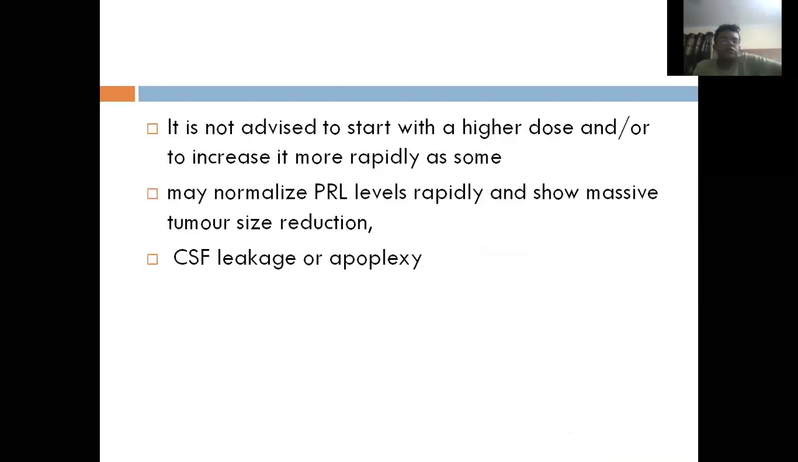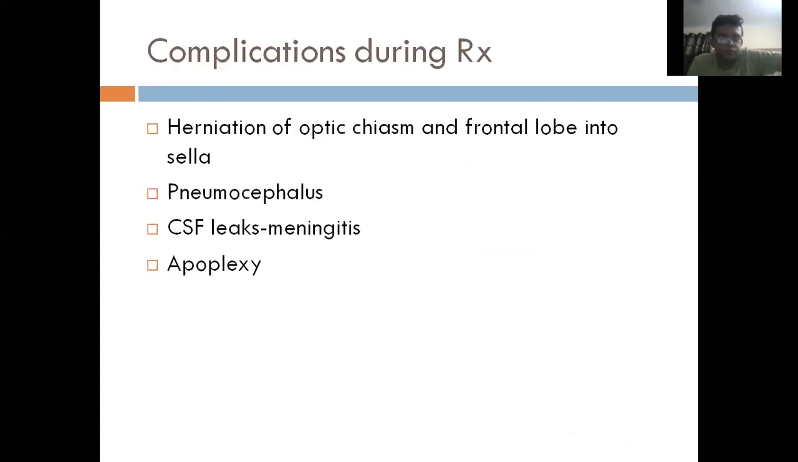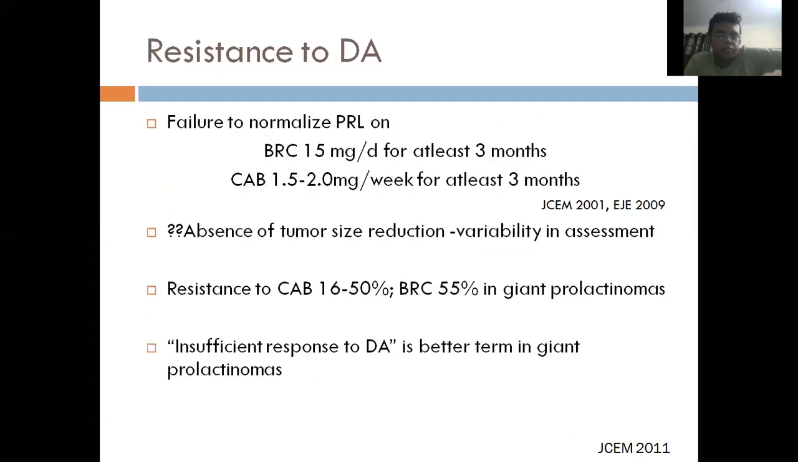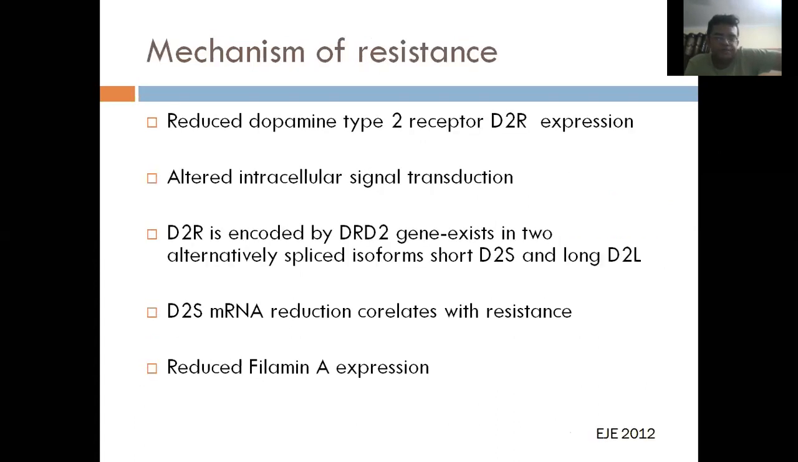So you generally have to start with a smaller dose and then titrate up. If you give a very large dose, you might end up causing an apoplexy or a CSF leakage. Some people may develop what is called a resistance to dopamine agonist, and this occurs in large tumors. And these are the doses at which we call it a resistance: more than 2 milligram per week of cabergoline, or more than 15 milligram per week of bromocriptine, and higher doses may be required in such patients. Mechanism of resistance could be there; they can be reduced expression of the receptor, etc. These we can skip.